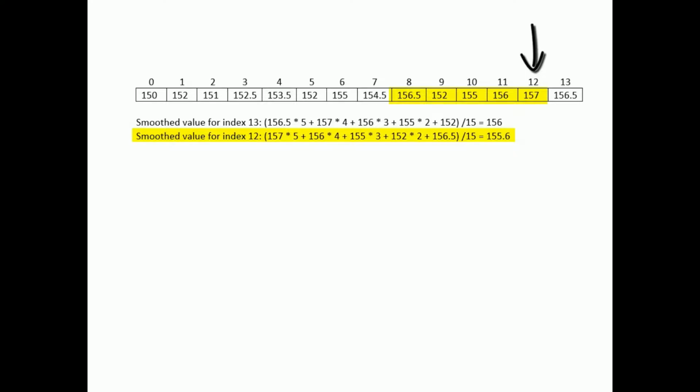Now let's look at the value at index 12. To smooth that, we multiply the value by 5 and sum that with the value at index 11 multiplied by 4, the value at index 10 multiplied by 3, the value at index 9 multiplied by 2, and the value at index 8. We'll then divide the total by 15, again, giving us approximately 155.6, and store the result in our list of smoothed values at index 12.